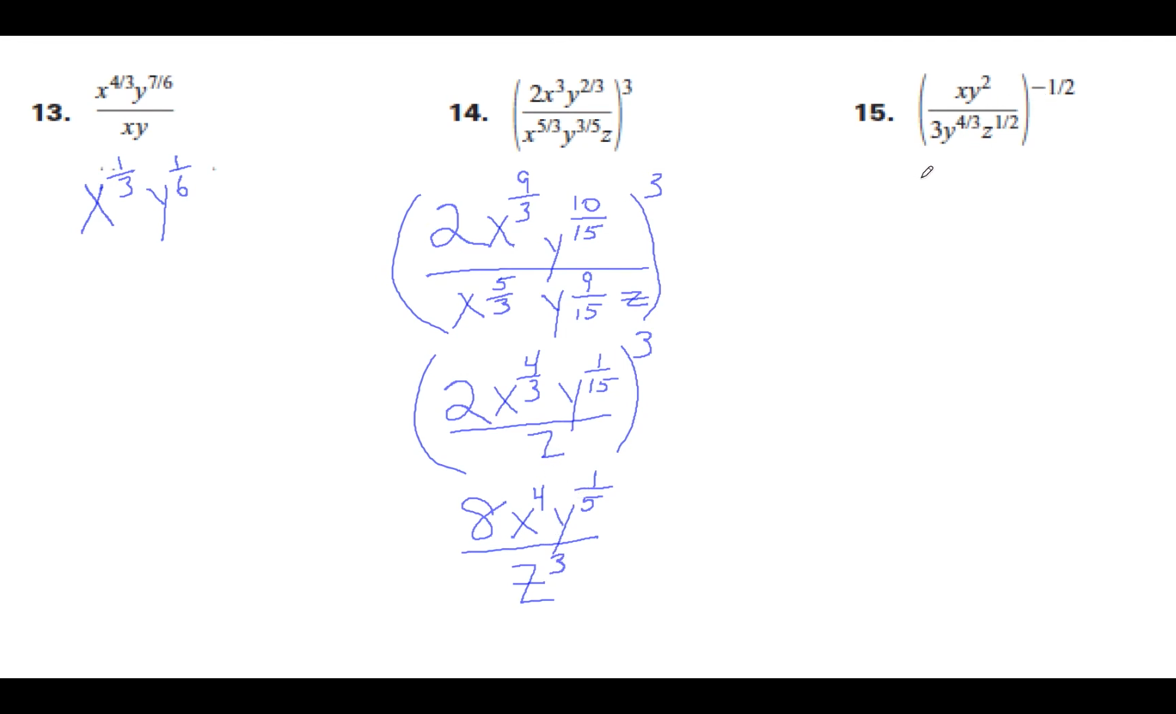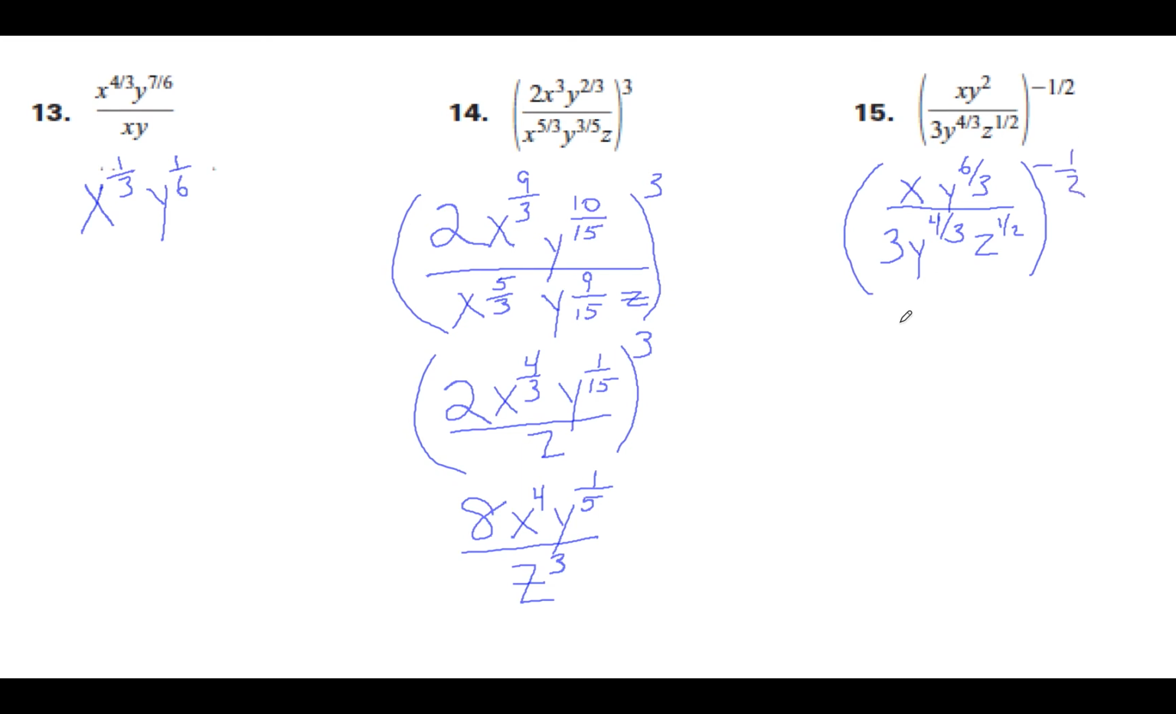Okay, number 15. Work from the inside out again. Okay. Common denominators. X stays there. We got 4/3 and 2. So this is y to the 4/3. Y to the 6/3. Z to the 1/2. That's being raised to the -1/2 power.